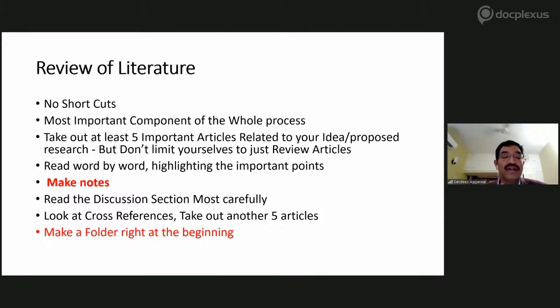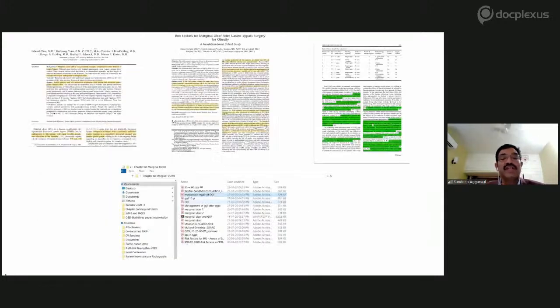And make your folder right in the beginning. This is how I'll advise you. Let's say we're writing an article on marginal ulcers. We take out whatever articles, there are roughly more than 10 articles. We read them through. Sometimes we can share between our colleagues, but I would suggest you do it yourself if you are the primary writer of the manuscript.